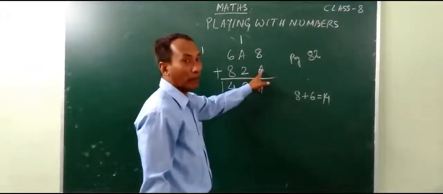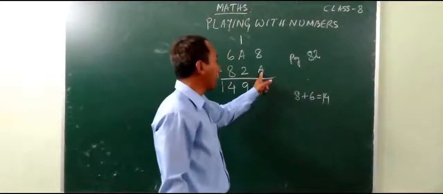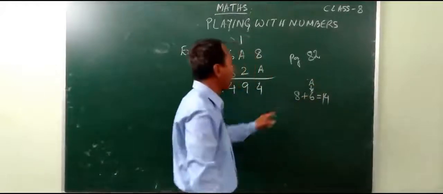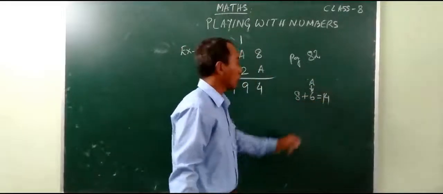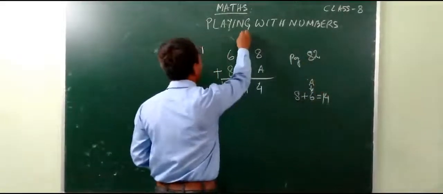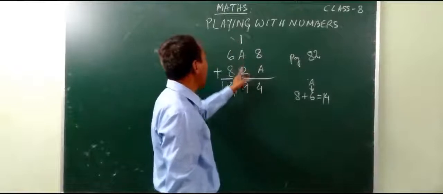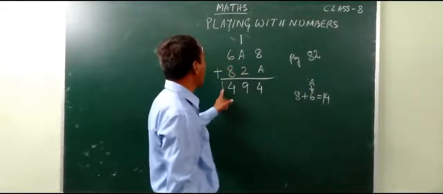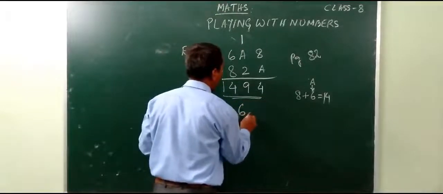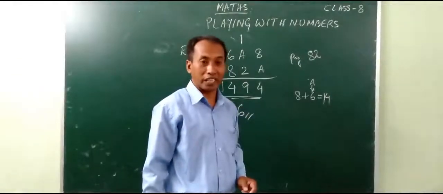So what is this alphabet A? Let us take 8 plus 6, that is, in place of A we are putting 6. 8 plus 6 is 14. The unit digit is 4, so 1 comes in this place as carry. So we are taking the value of A as 6. 6 plus 2 is 8, plus 1 is 9. Then 6 plus 8 is 14. So ultimately, the value of A is 6. Similarly, you can try out example number 2 and example number 3.